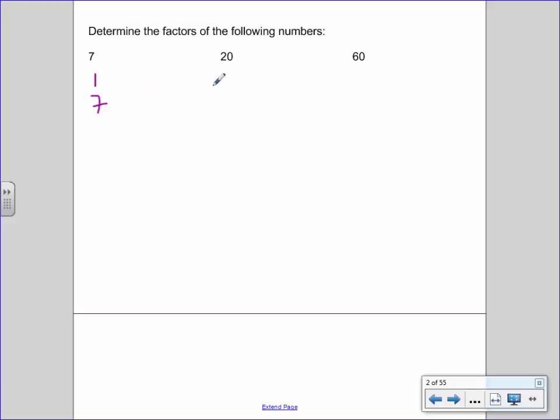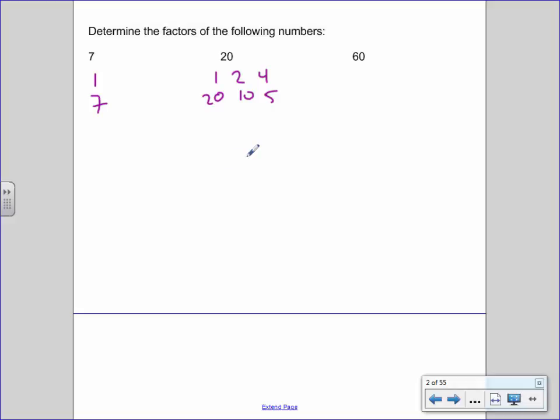Like, for example, 20. 20 divides by 1. 20 divides by 2. Doesn't divide by 3. Does for 4. In a way, you can almost pair these up. 4 went with 5. 2 went with 10. 1 went with 20. Okay, quick side note.